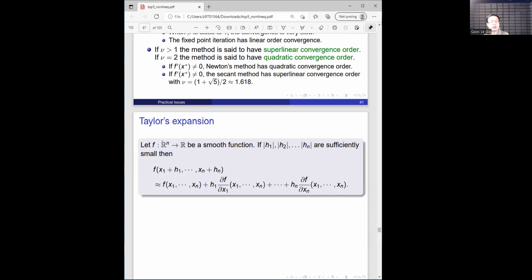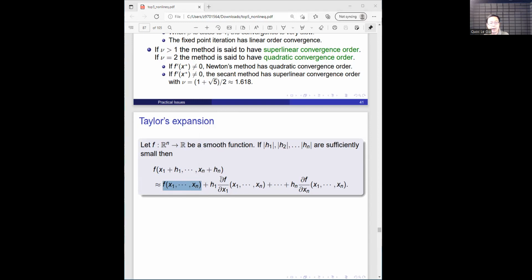So suppose f is a function from R^n to R. Remember, f now can have n variables, like f(x_1, x_2), or f(x_1, x_2, x_3), and so on. And it maps to real values. And suppose now you have h_1, h_2, ..., h_n, very small numbers. Then f(x_1 + h_1, ..., x_n + h_n), so it's in the neighborhood of x_1, and in the neighborhood of x_2, and so on up to a neighborhood of x_n, can be expanded by this formula. So this is the value at x_1 up to x_n, right?